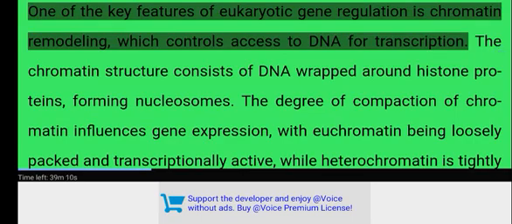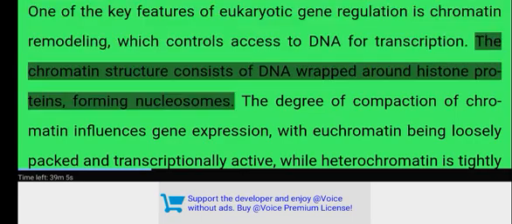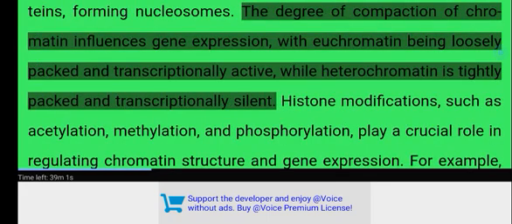One of the key features of eukaryotic gene regulation is chromatin remodeling, which controls access to DNA for transcription. The chromatin structure consists of DNA wrapped around histone proteins, forming nucleosomes. The degree of compaction of chromatin influences gene expression, with euchromatin being loosely packed and transcriptionally active, while heterochromatin is tightly packed and transcriptionally silent.